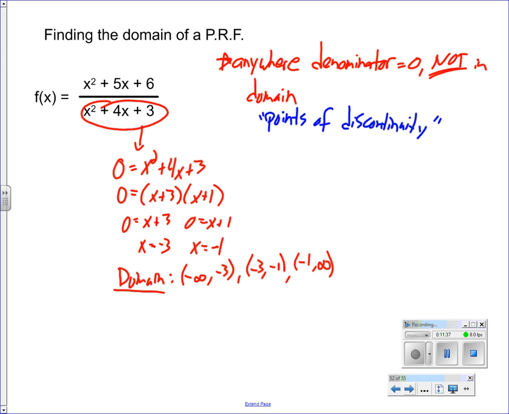Another thing we can do with these two points of discontinuity is classify them. Points of discontinuity fall into two categories. So one is vertical asymptotes, like we've seen in our rational function and our log function. And the other is called a removable discontinuity, or a hole in the graph.